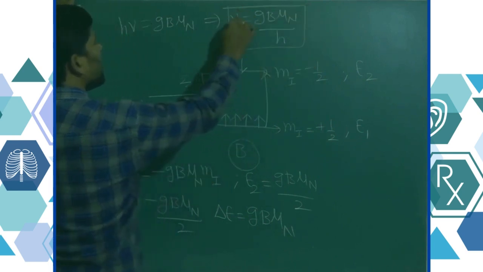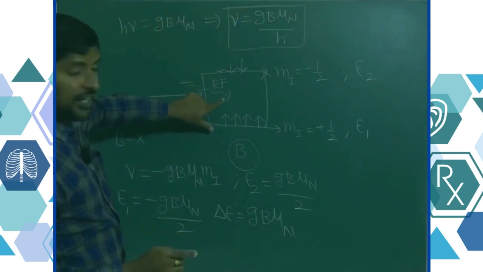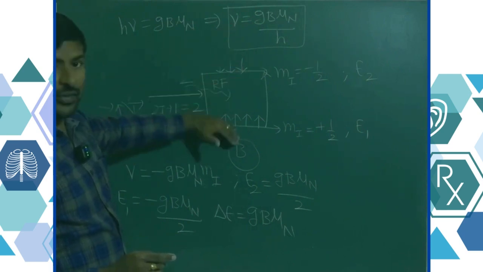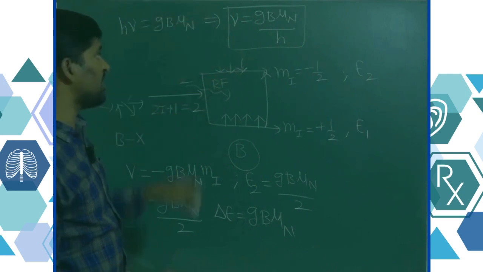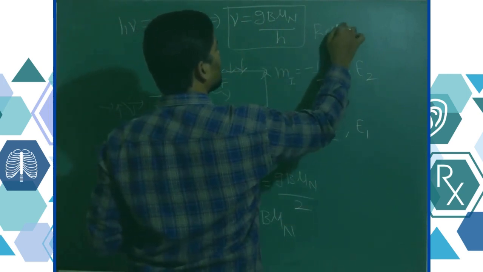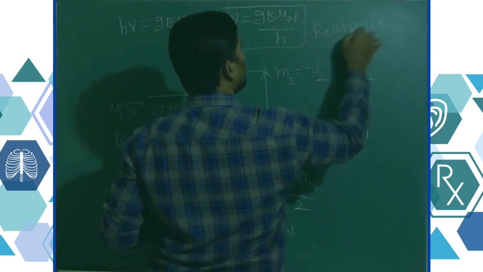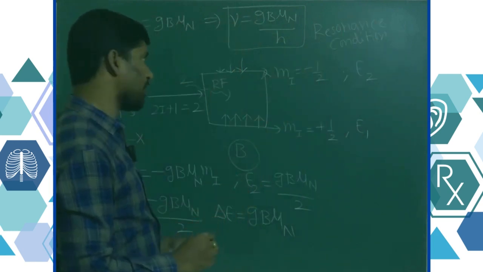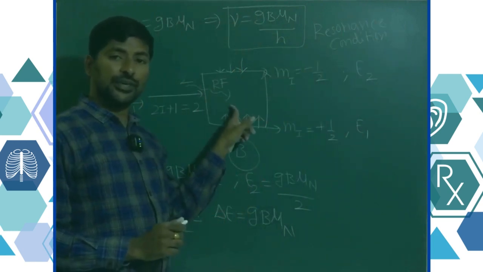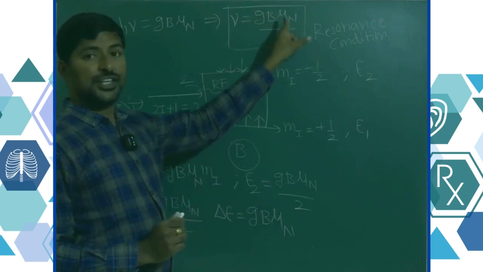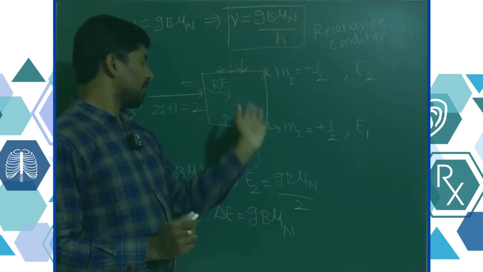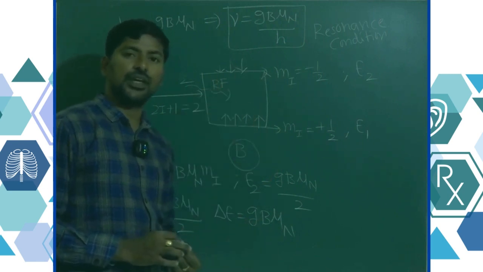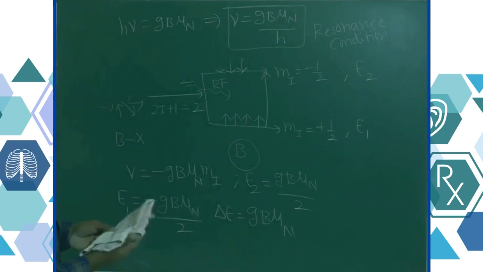So if the radio frequency radiation frequency is equal to this frequency, then nuclear spin inversion occurs and then we may get a signal. Such a condition is called the resonance condition. In one of the competitive exams, this question was given: what is the resonance condition? h nu is equal to g B mu n, so nu is equal to g B mu n by h. If the radio frequency radiation frequency is equal to g B mu n by h, then nuclear spin inversion takes place, and then we will get an NMR signal.